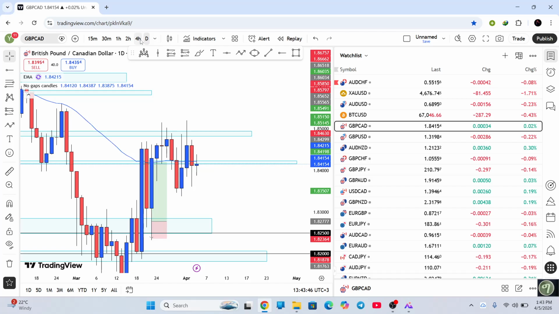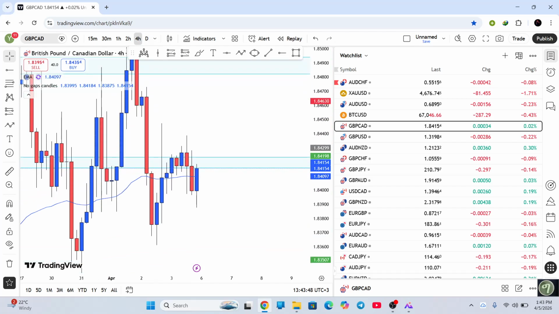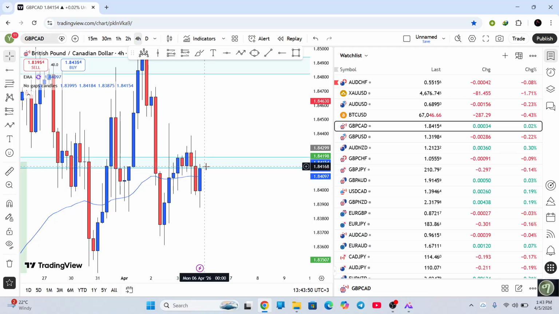So on the 4 hour, what I'm gonna wait for is another bearish rejection candlestick on this area. You hear me, right? Another bearish rejection candlestick body closure on this area. Then if it aligns with my session, I will take the trade. That's it.